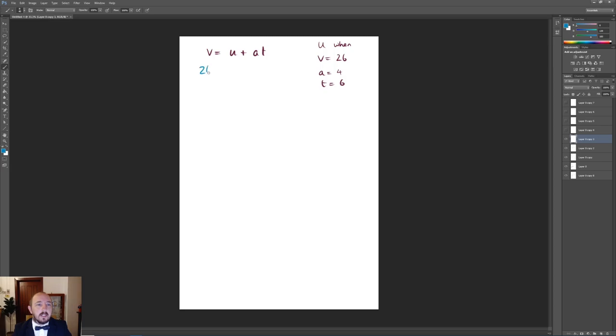v equals 26, u we don't know, a is 4, and t is 6. So 26 equals u plus 24, 4 times 6. I'm going to take 24 from both sides, like this, and I get 26 take away 24 is 2 equals u. Okay, it doesn't matter if it's that way around or u equals 2, like that. So we've actually rearranged this formula to try and find the unknown term, which isn't always the one in front of the equal sign like that. Okay, sometimes it gets a little bit more complicated.